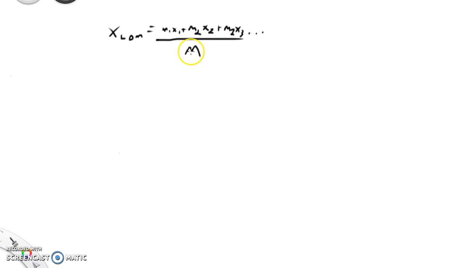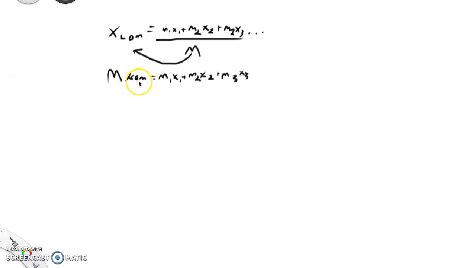Well, if we multiply this up to here, I'm just going to rewrite this a little bit so that we get m times x center of mass. So we rewrite it and we get this. The reason I'm writing it like this is because I want to take this and see if we can do anything with it.